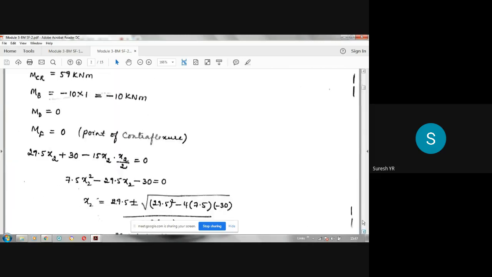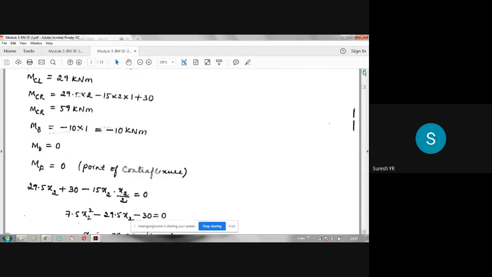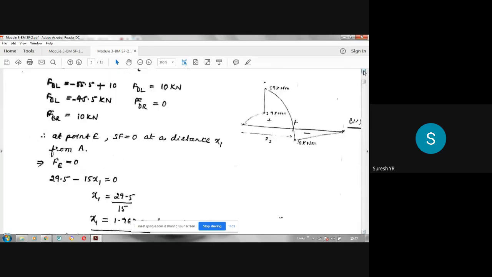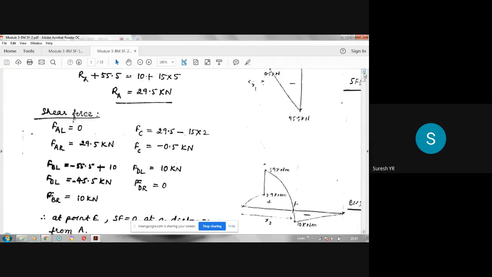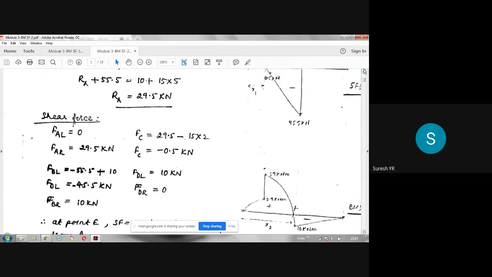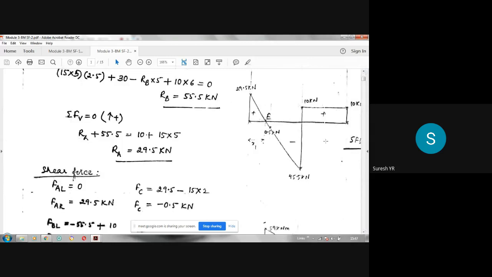Now let us see how to draw the bending moment diagram. Next we have to draw the BMD. So SFD is over. We have drawn the shear force diagram. At some point shear force is 0, at the point E, and we have located the distance of that point from the support A by equating the shear force at that point to 0. Okay, that's what we have done.